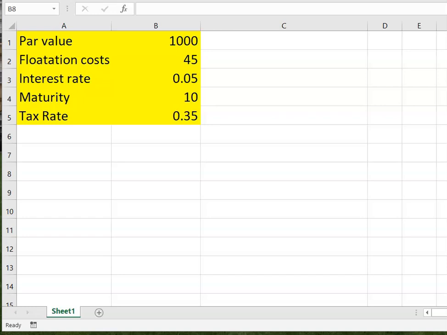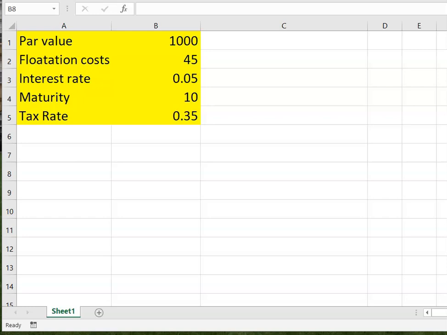We'll now look at using Excel to calculate the cost of capital. For bonds, it's just like we did before, but remember there are two things we need to take into consideration. We take into consideration that there's a flotation cost, we've got to pay the investment banker something, and the fact that interest payments are tax deductible. So let's take a look at this.